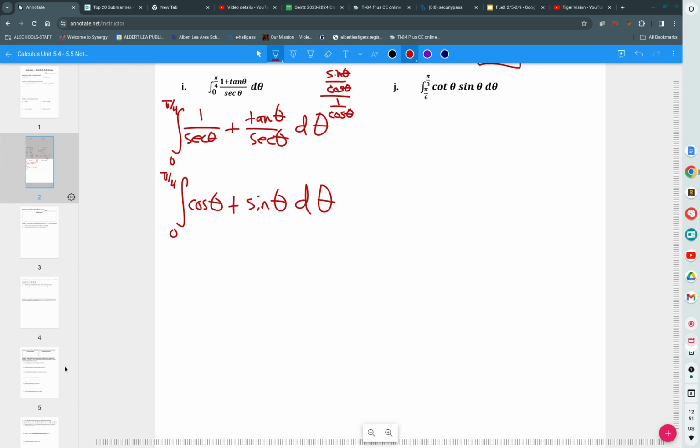So the antiderivative of cosine is sine of theta. Is it sine or negative sine? Sine. What's the antiderivative of sine? Negative cosine. We evaluate at pi over 4 and at 0. What's the sine of pi over 4?